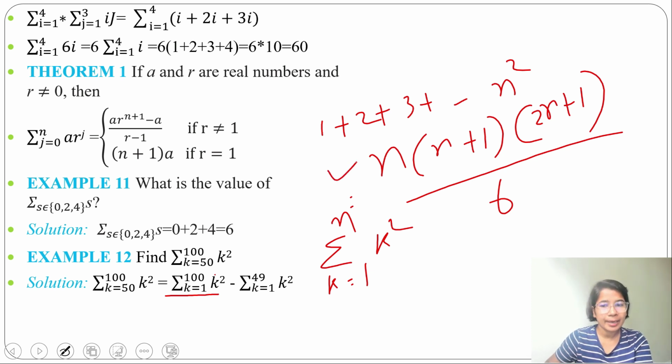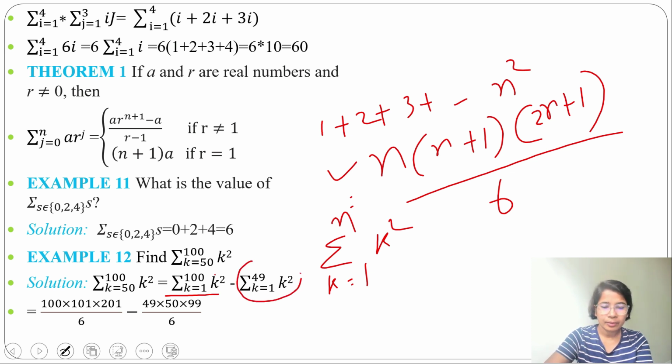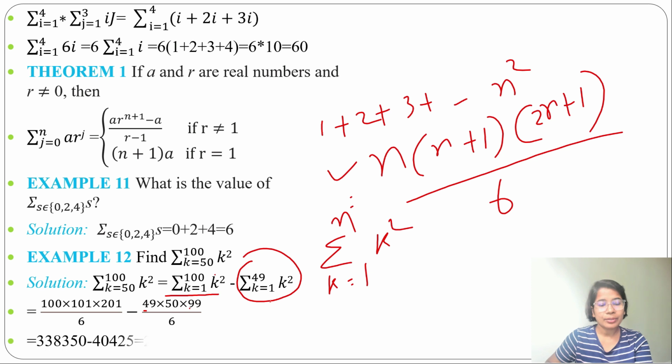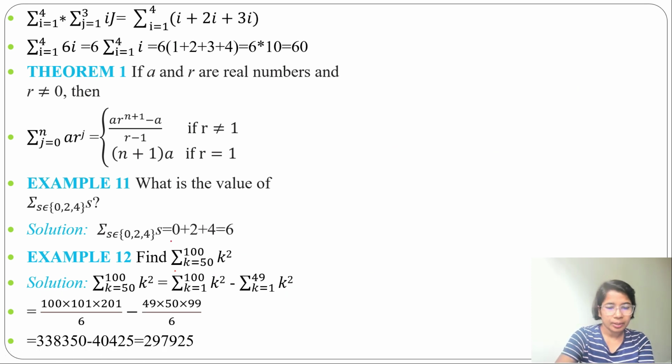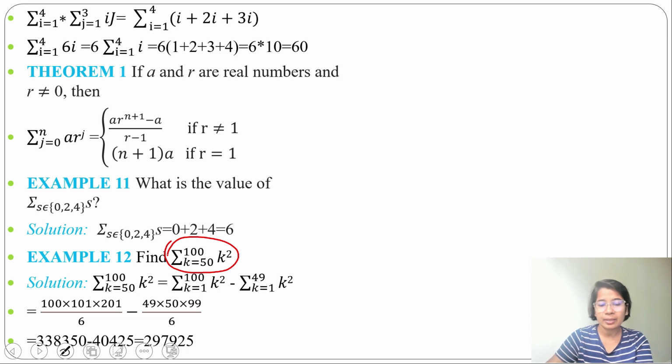So it will be 100 multiplied by 101 multiplied by 201, that is 2n plus 1, divided by 6, minus the formula for the sum of k equals 1 to 49 k square, which will be 49 multiplied by 50 multiplied by 99, that is 49 multiplied by 2 plus 1, 99, divided by 6. Now after solving this, we'll get 297,925.